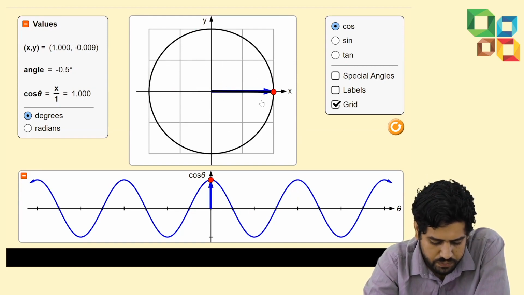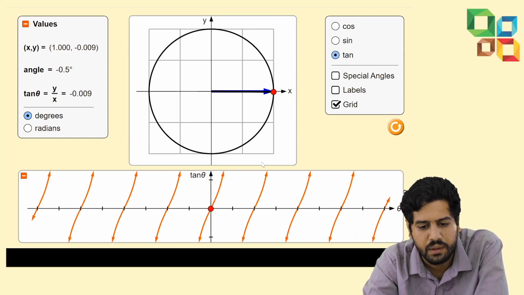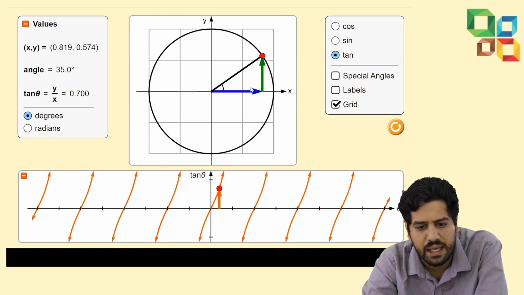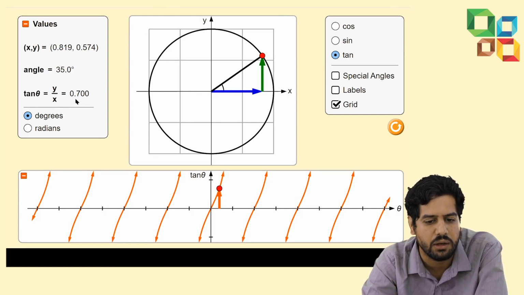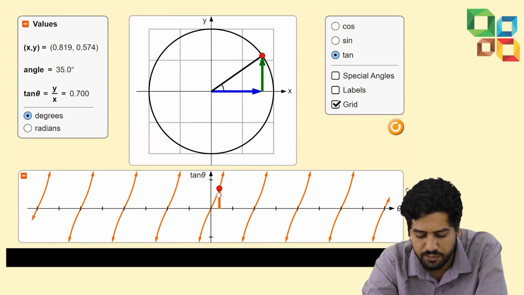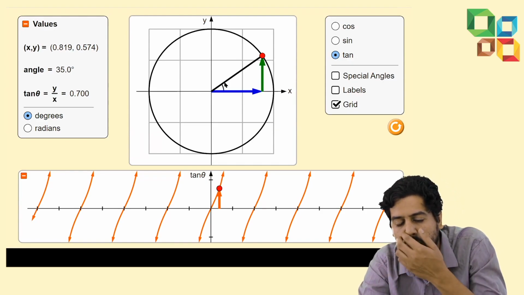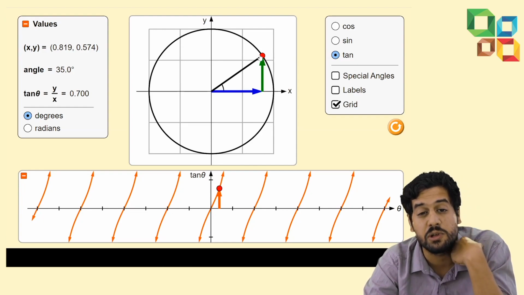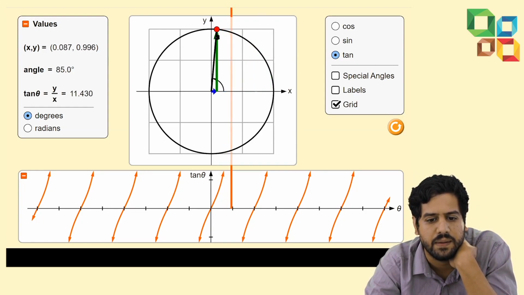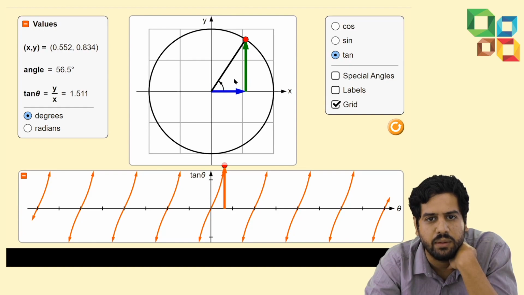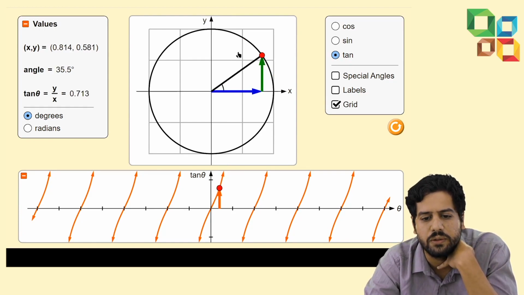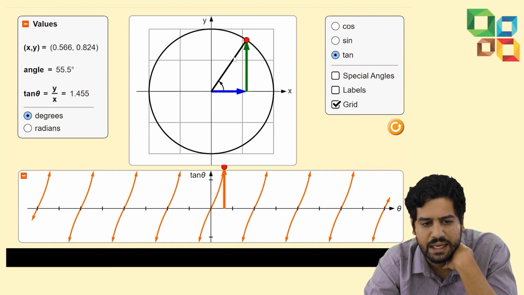Okay. So what about tan? Tan's graph is a bit weird. Tan is y by x, but what they have done here is they have just calculated the value of y by x and plotted it on a graph. If you didn't want to calculate, it's a tedious process and you can't sit and do it for every point, right? You can't take y by x and divide it each time, right? So we need a better method for tan. So that method is this.